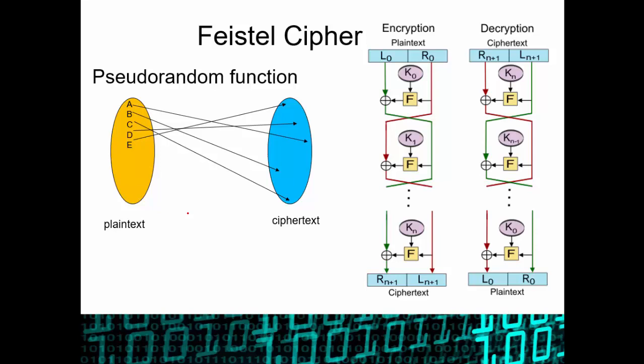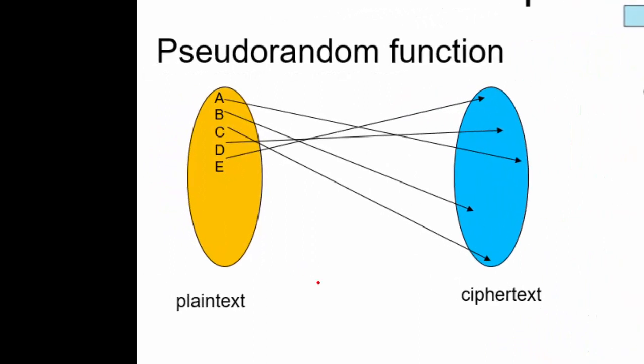On the right-hand side, I show a picture of encryption and decryption. I'll come back to that in a minute. But first, I want to talk about some important components of the Feistel cipher. Feistel cipher takes advantage of what's called a pseudo-random function. What a pseudo-random function does is it's a function, think of it as f of x. It's going to take some value of f of x, and it's going to convert it into something else.